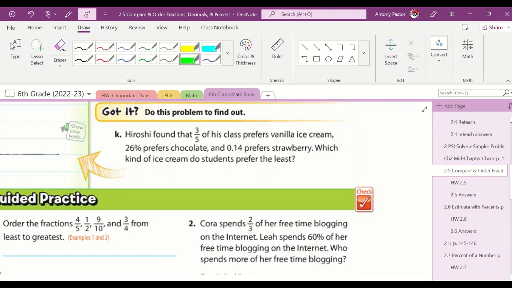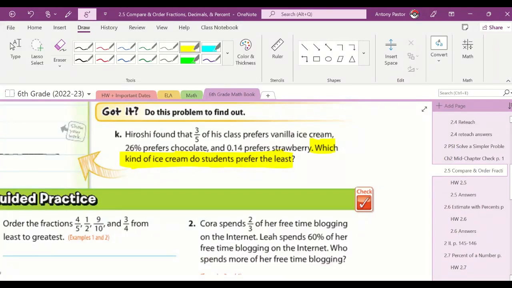Hiroshi found that 3/5 of his class prefers vanilla ice cream, 26% prefers chocolate, and 0.4 prefers strawberry. Which kind of ice cream do students prefer the least? So it's very important that we read all the way through. Which kind of ice cream do students prefer the least? Therefore, we are comparing these three and finding out which one is the smaller of the three numbers.